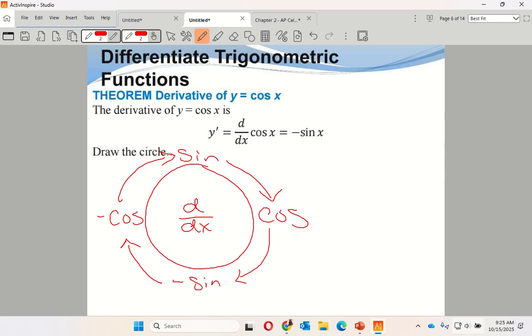d/dx. We'll eventually do another one, which is the antiderivative. And what do you think that's going to do? Well, are the arrows going to go backwards? Yes, it is.